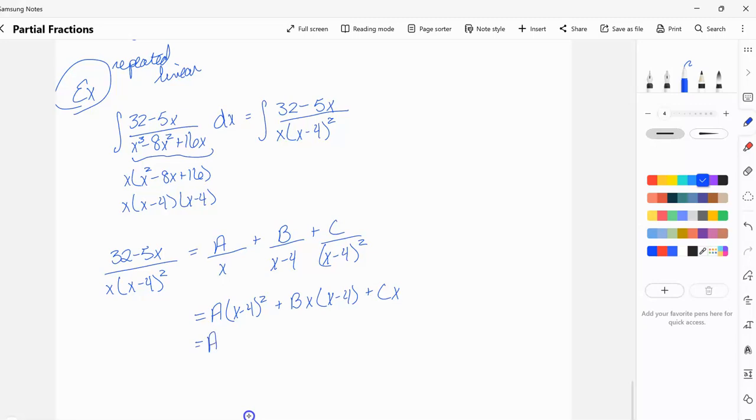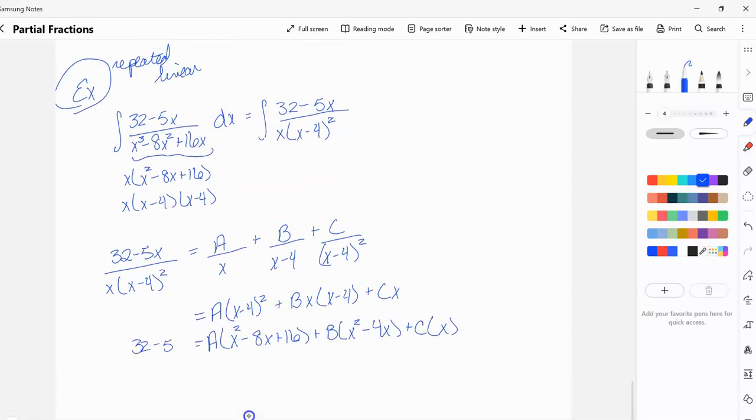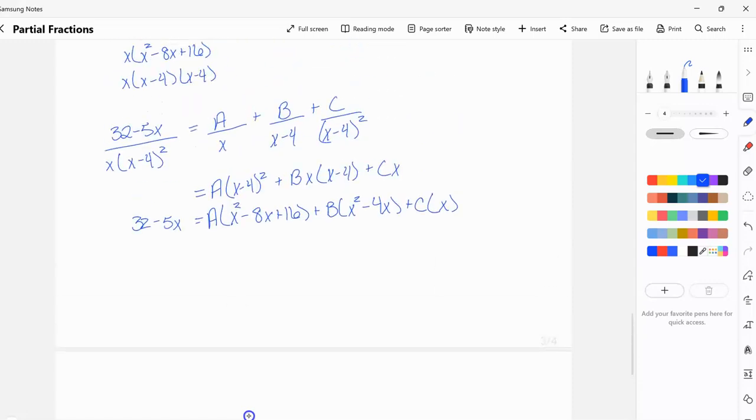So I'm going to multiply this out a little bit. This is going to be a times x squared minus 8x plus 16. This is b times x squared minus 4x. And this is c times x. That's got to be equal to 32 minus 5x. So notice this time we're going to have coefficients of x squared. We're going to have coefficients of x, and then we're going to have numbers. And if you need to multiply everything out and group like we did in the first example, that's fine.